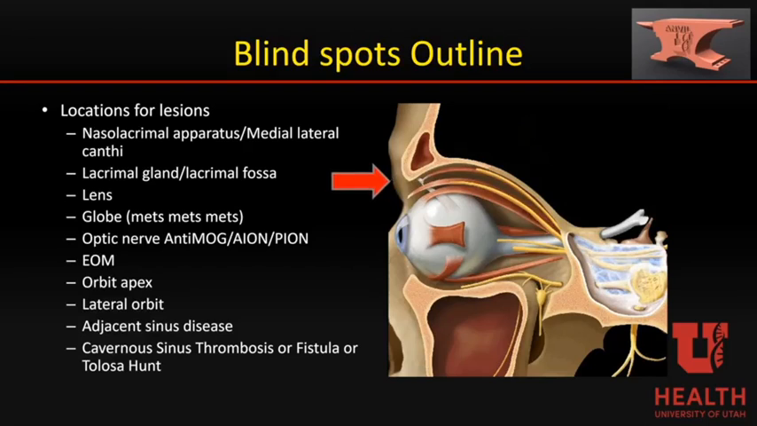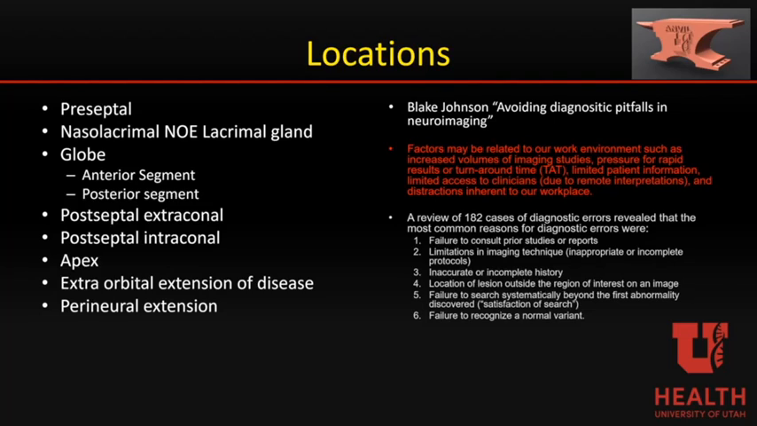If we think about the various spaces where we can miss orbital findings, we'll consider the nasolacrimal apparatus and the medial canthi. We'll consider the lacrimal fossa. We'll look at the lens, the globe, the optic nerve, the extraocular muscles, the orbital apex, and then disease spreading from the lateral orbit or from the adjacent sinuses. And then we'll consider the cavernous sinus and vascular causes. And we have constant distractions.